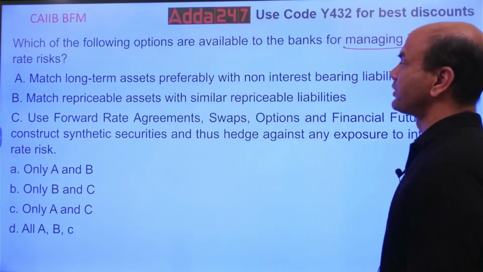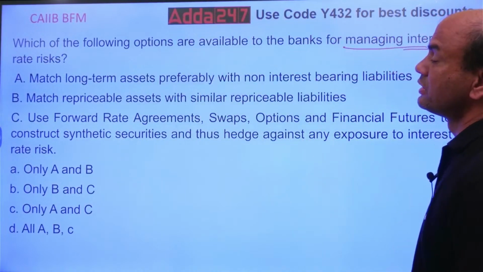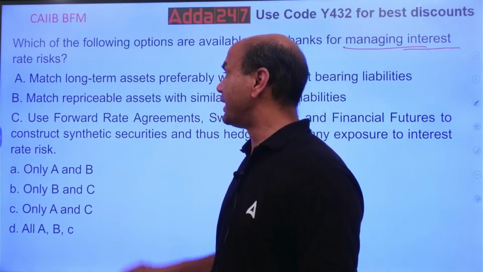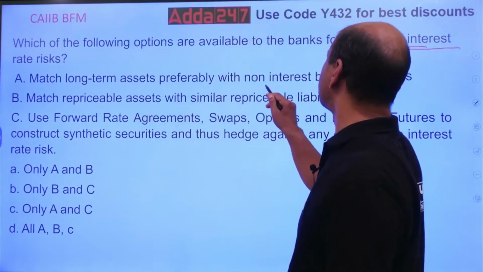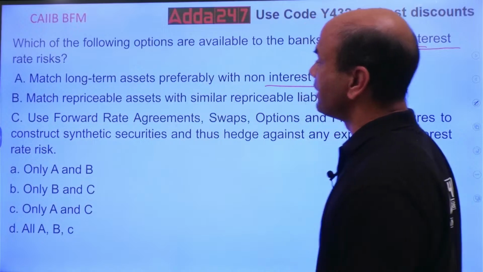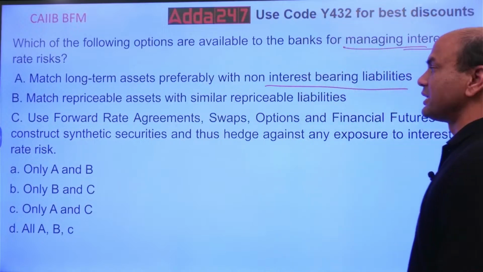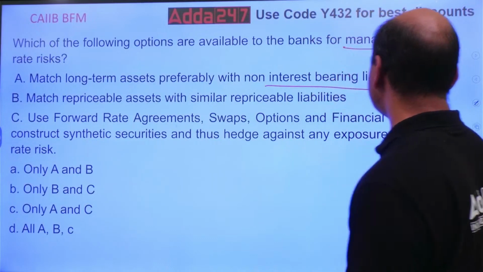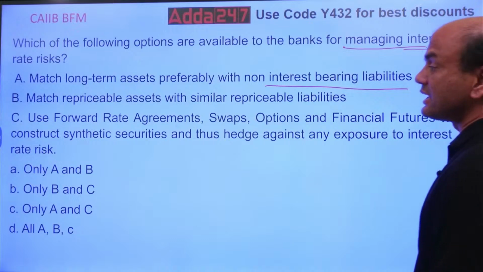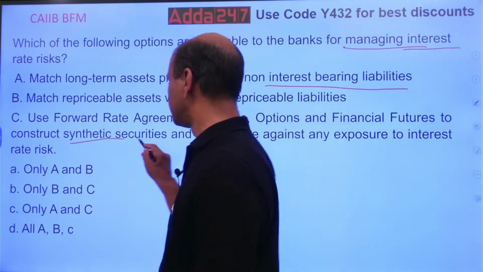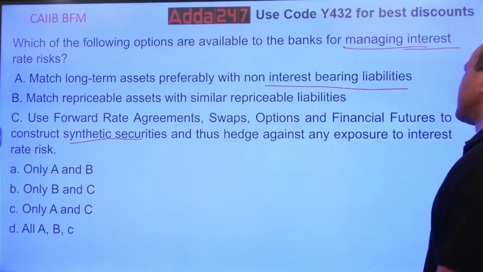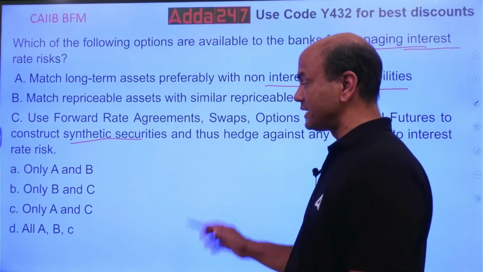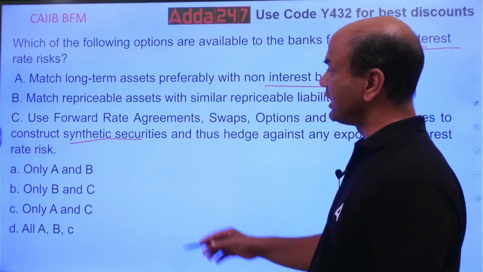A: Match the long-term assets preferably with non-interest bearing liabilities. See, this is part of your Module D. B: Match the repricable assets with similar repricable liabilities. C: Use forward rate agreements, FRAs, swaps, options and financial futures to construct synthetic securities, and hedge against any exposure to interest rate risk. Options: only A and B, only B and C, only A and C, all A, B and C.